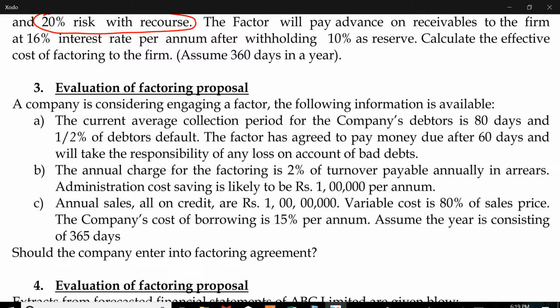A company is considering engaging a factor. The following information is available. The current average collection period for the company's debtors and half percentage default. Factor has agreed to pay money due after 60 days and will take the responsibility of any loss of bad debt. Annual charge for the factor is 2%. Administration cost saving is 1 lakh. Credit sales is so much. Variable cost, cost of borrowing. Should the company enter into factoring arrangement?